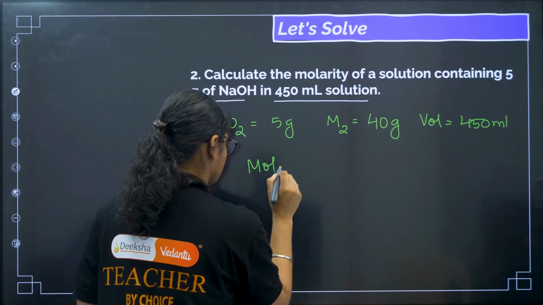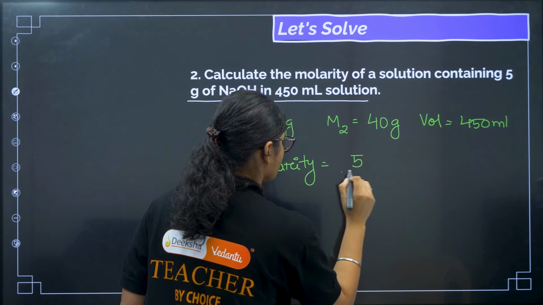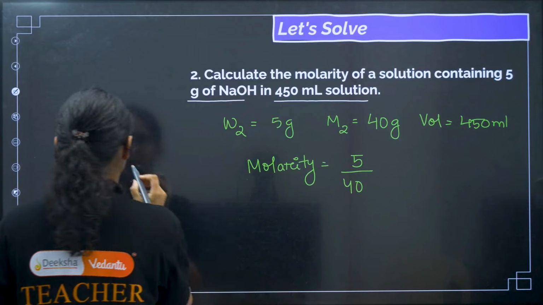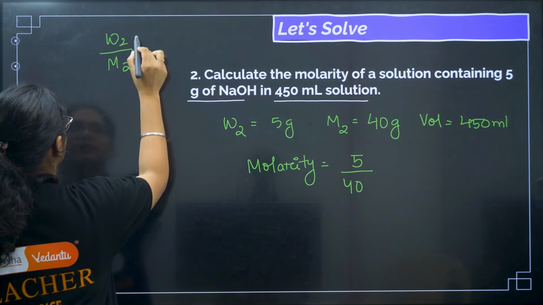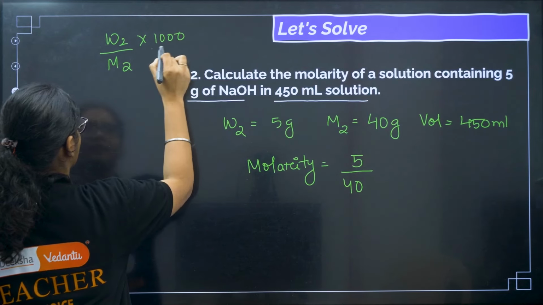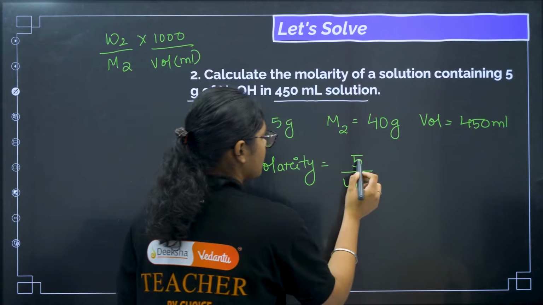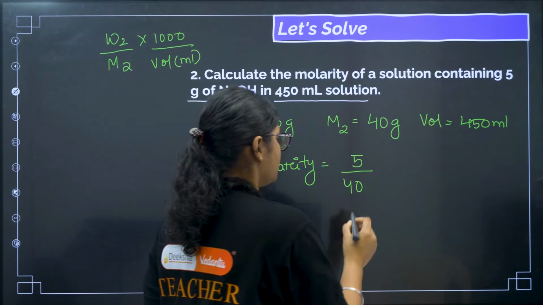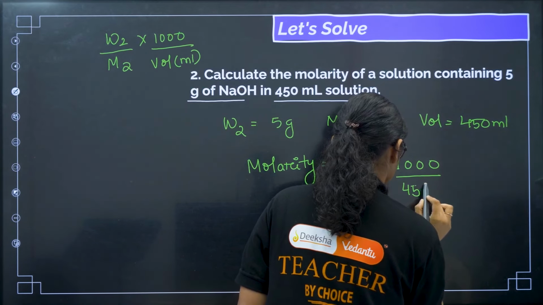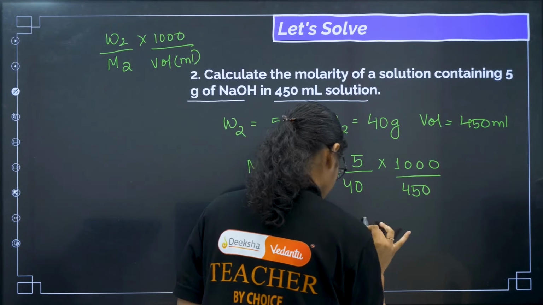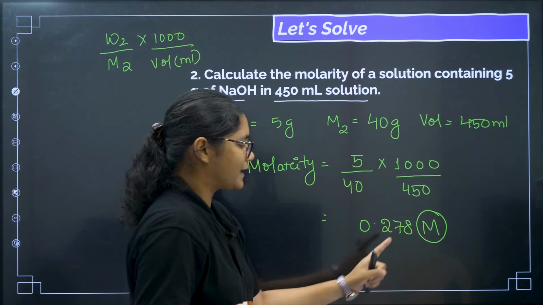So molarity is equal to 5 gram by 40. You remember the formula? I'll write down the formula for you once. W2 by M2 into 1000, by volume of solution in ml. So W2 by M2, that is 5 by 40 into 1000, by 450. Now solving this is your part. If you solve this, you will be getting around 0.278 molar. So units, you should remember capital M.